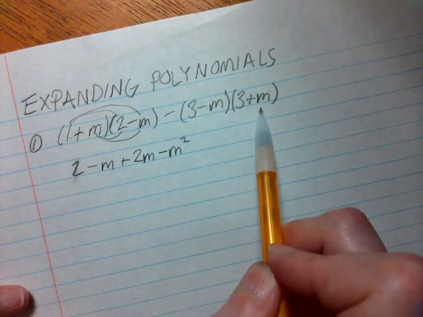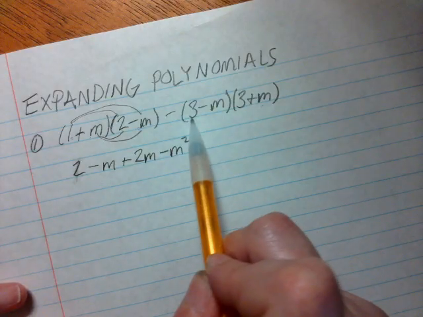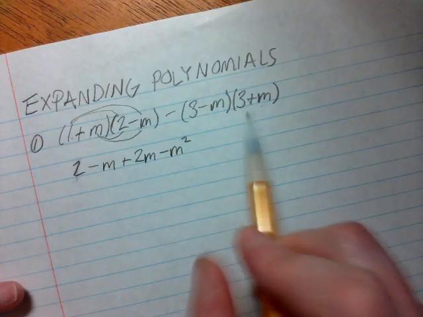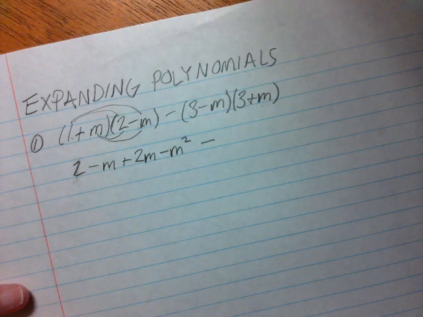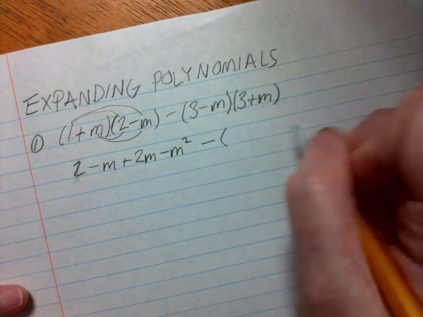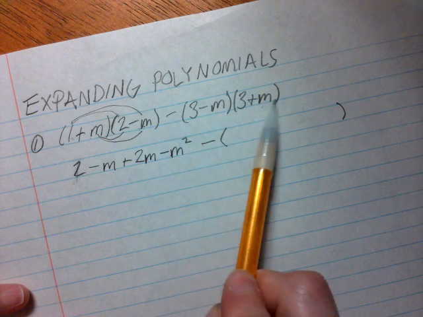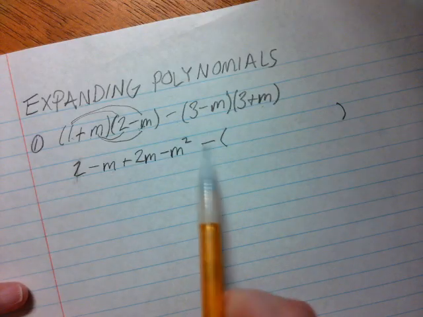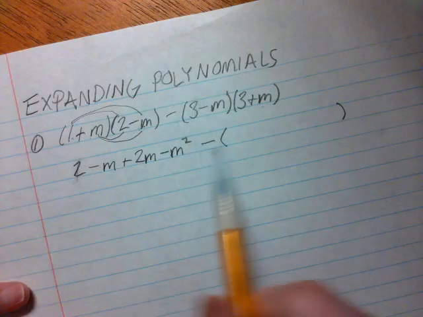Now for the second part here, we can also FOIL. You might recognize that this is a special form. This is difference of squares. But even if you didn't, it's okay. But the important thing here is we're going to need to subtract what we get from this FOILing, because this minus here is being applied to the entire expression. Okay, so we got to keep this minus outside of whatever we get when we FOIL this.